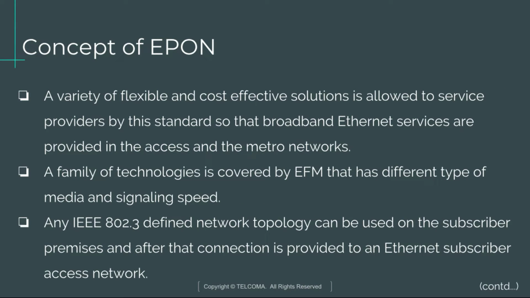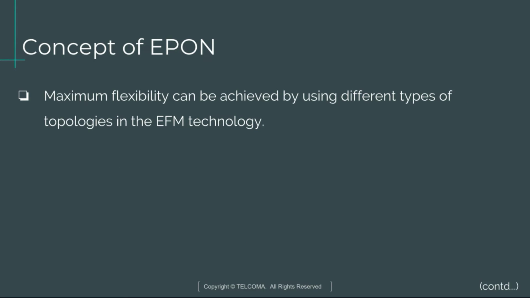A variety of flexible and cost-effective solutions is allowed to service providers by this standard so that broadband Ethernet services are provided in the access and the metro networks. A family of technologies is covered by EFM that has different type of media and signaling speed. Any IEEE 802.3 defined network topology can be used on the subscriber premises, and after that connection is provided to an Ethernet subscriber access network.